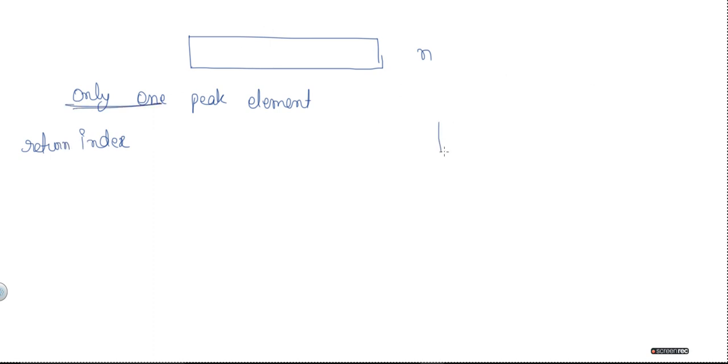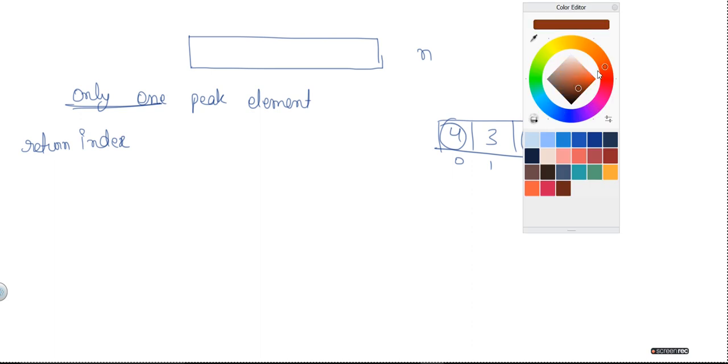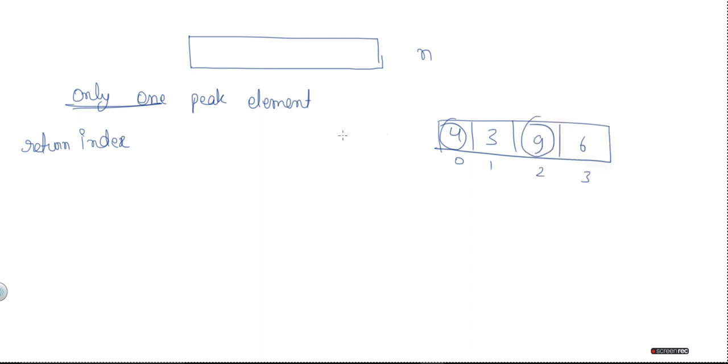Okay, so let's consider this array of size 4: 4 3 9 6. In this array, what are the peak elements? We have 4 as a peak element and 9 as a peak element. And why do we call this a peak element? I have discussed this in our previous video.